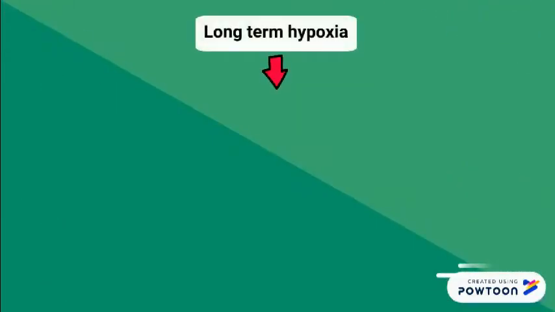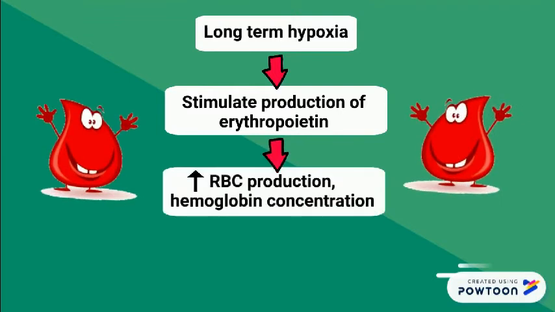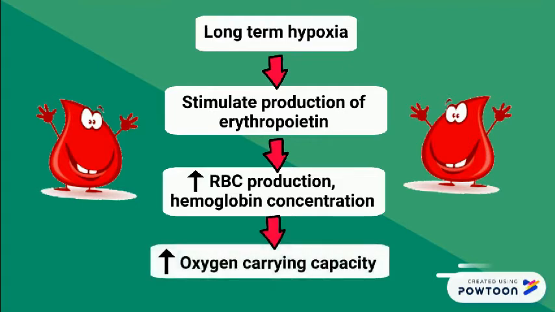Long-term exposure to hypoxia will stimulate the production of erythropoietin by the kidney. This will increase the red blood cell production and also the hemoglobin concentration. Therefore, the person will have high amount of hemoglobin, which will cause increase in oxygen carrying capacity.